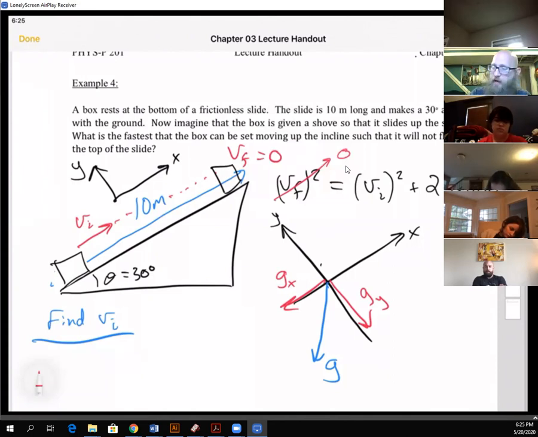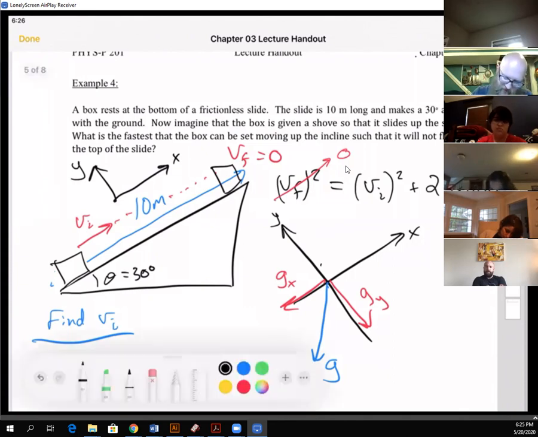In the next chapter, I might. And in fact, we're going to attribute this acceleration to a force, and then that force is something I'm actually going to care about. G sub Y is what's holding the box against the slide, right? But I don't care about that in this problem. So all I really need is G sub X. And again, the trick here is to figure out where is theta. One of these two angles is theta.